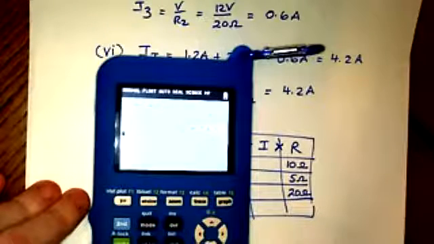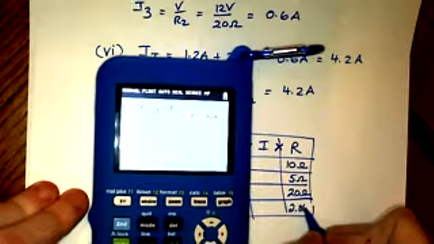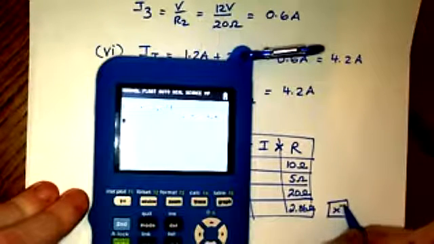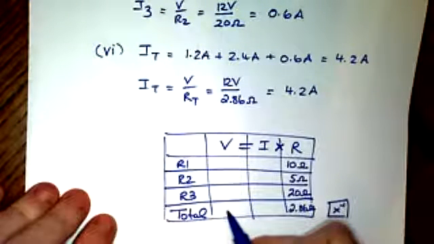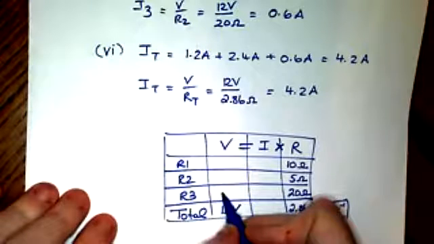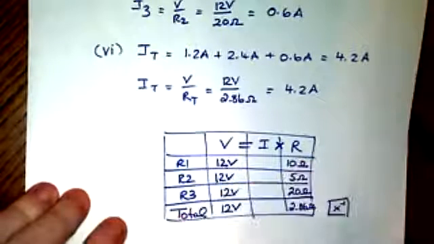So we need to do parentheses 10 x to the minus 1 plus 5 x to the minus 1 plus 20 x to the minus 1, close the parentheses, take the x to the minus 1 of that, and we end up with that 2.86 ohms. And I'm just going to put x to the minus 1 there to remind you that's the button we should be using. The voltage in this circuit was 12 volts. According to Kirchhoff's junction rule, the 12 volts is the same everywhere.